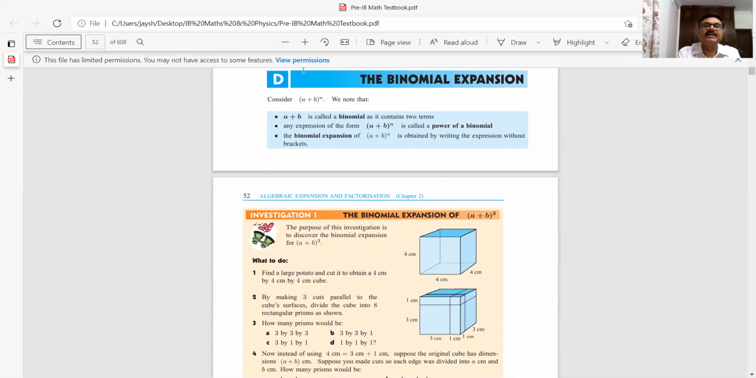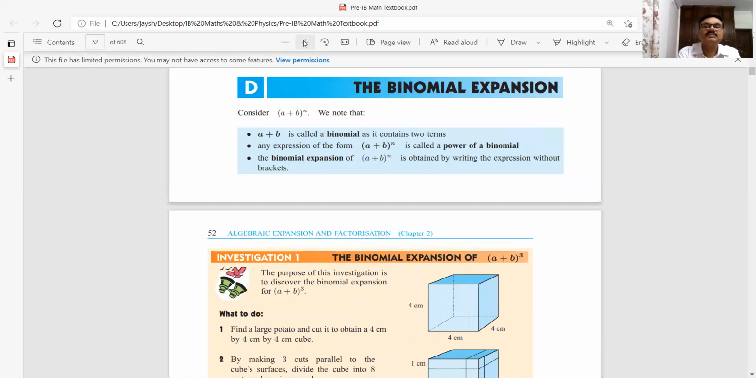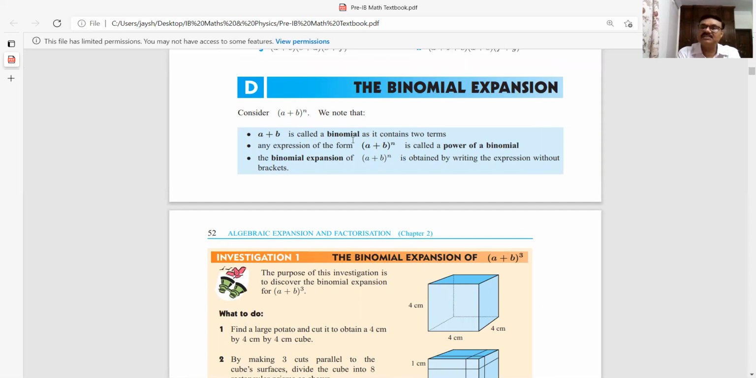Okay, so we'll do this chapter. This chapter is the binomial expansion. Consider (a + b) to the power n. We note that a + b is called a binomial as it contains two terms. a + b, there are two terms. Bi means two, nominal means terms. Here there are two terms, and (a + b) to the power n.